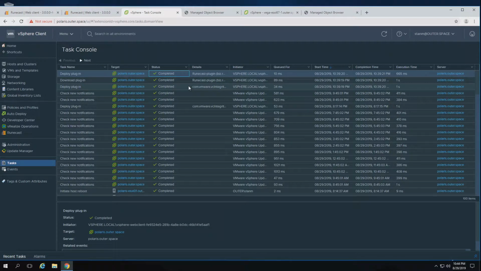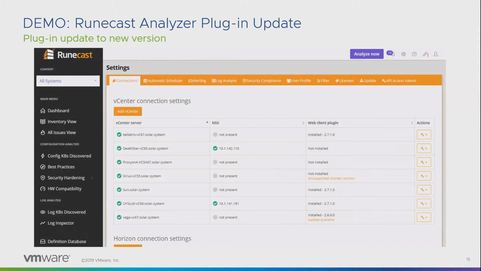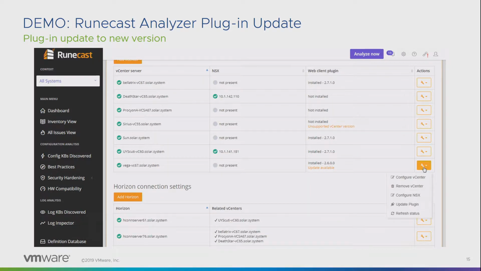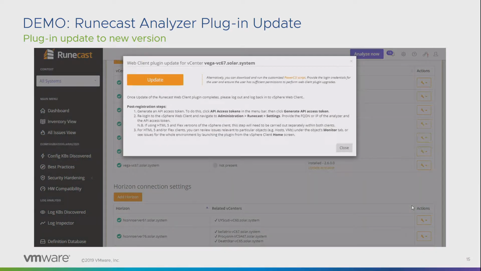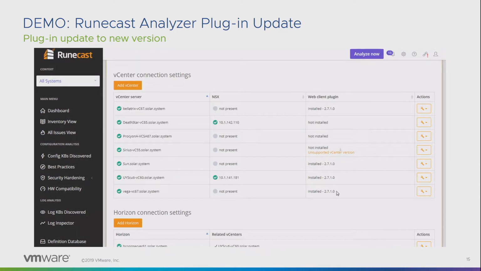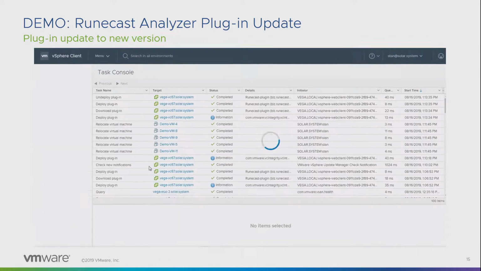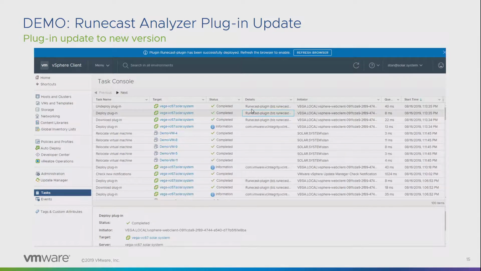All right, I think we can switch over to the plugin update. So I just recorded a GIF here just to demonstrate that if you have an outdated plugin, it will show also in the Runecast Analyzer interface. Then you can just select Update Plugin. And it will go through a very similar procedure like the initial installation. And it will also show the tasks appearing in the web client itself once you log in, and also the message that you can refresh your browser.